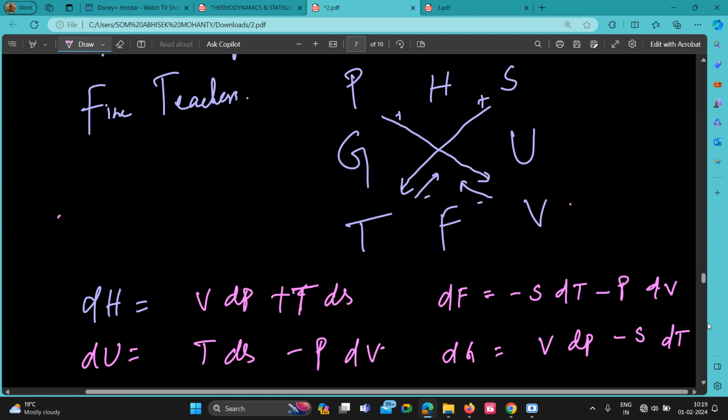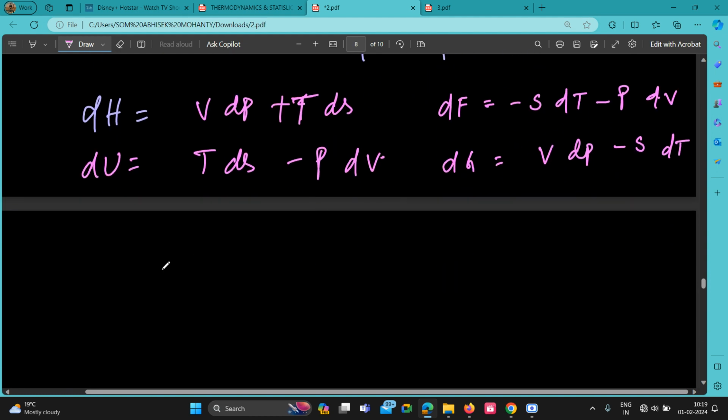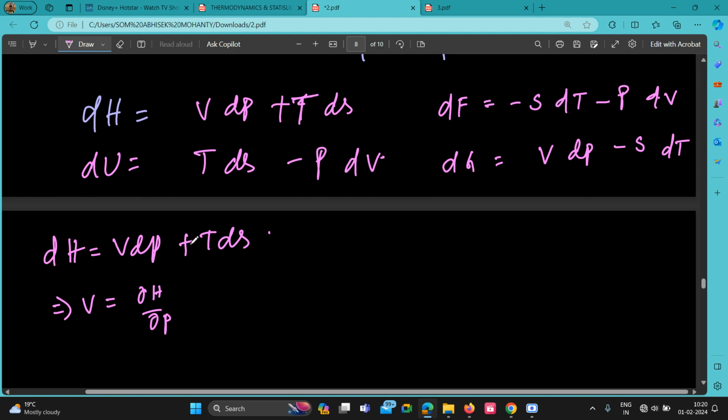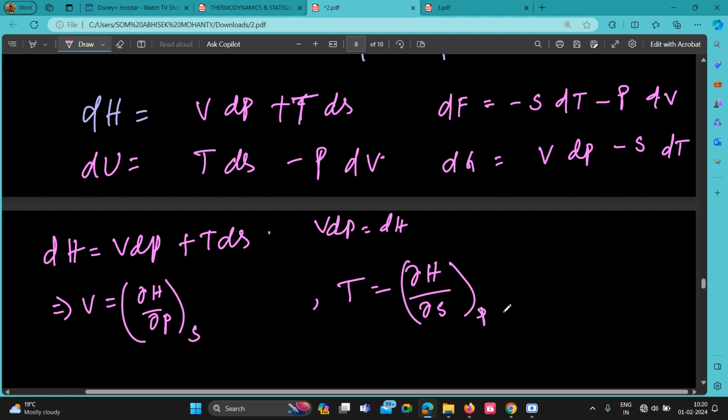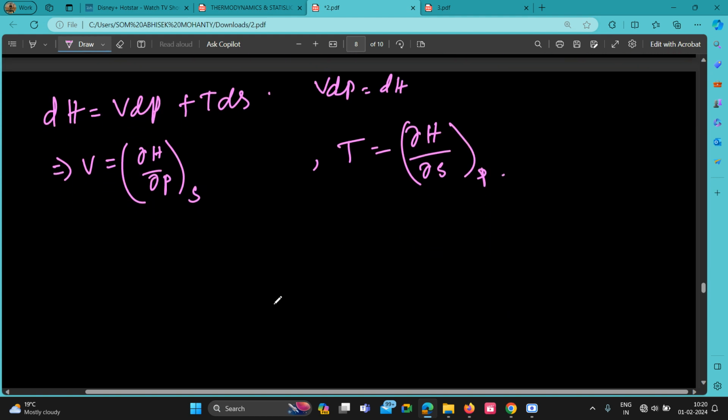Now through these equations, I can write the potentials exactly. For example, dH is equal to V dP plus T dS. So I can write V is equal to del H by del P, at S constant. Because when S is constant, this T dS is 0, so V dP will be dH, right? So V is equal to del H by del P exactly. T will be what? Del H by del S when P is constant. Is that alright?